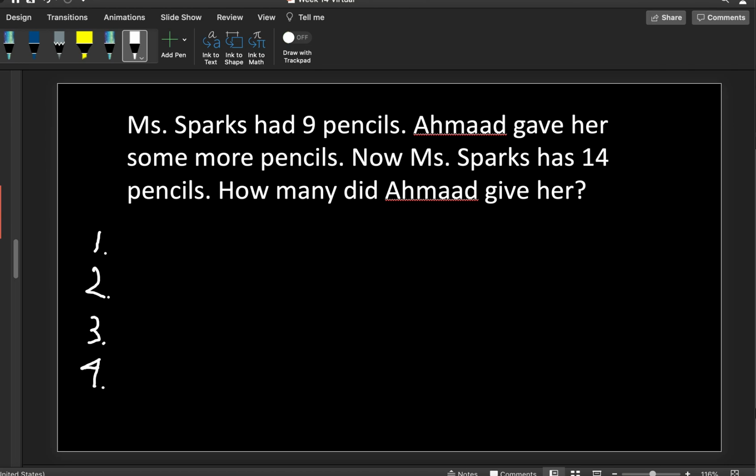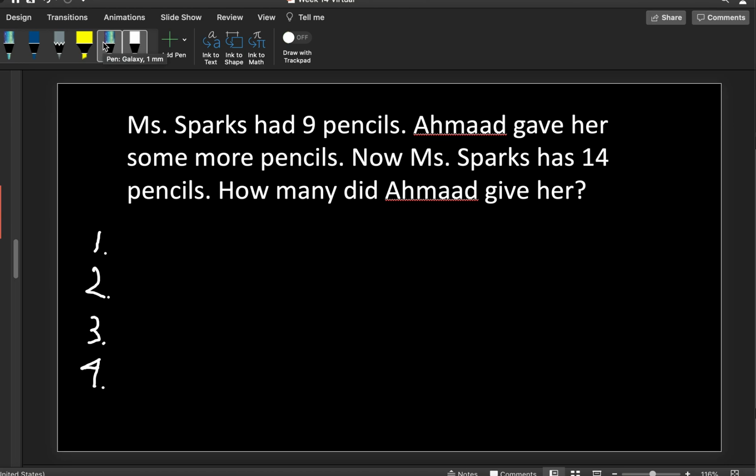Okay, so Miss Sparks had 9 pencils. Ahmad gave her some more pencils. Now Miss Sparks has 14 pencils. How many did Ahmad give her? All right, we have to figure out what the problem is asking, our operation. That's step number 1.